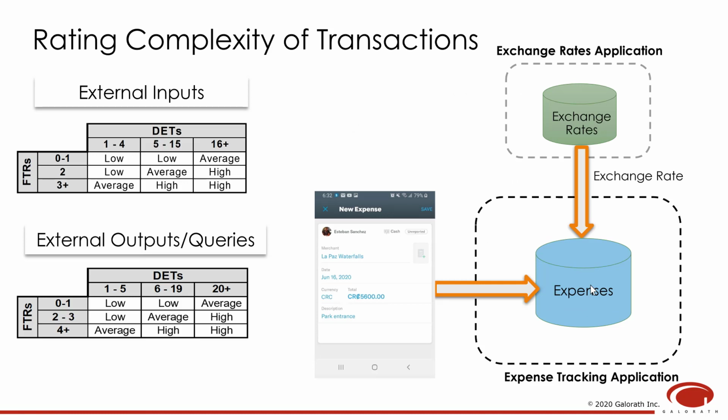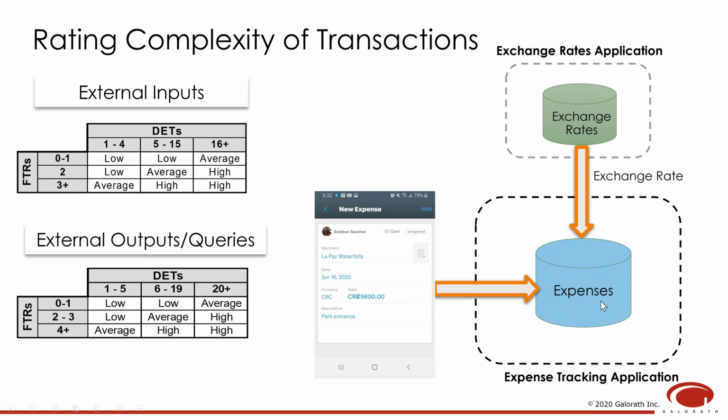The expense tracking application allows users to keep track of expenses using an internal file. A new expense can be saved into the system by completing the corresponding input form. When a new expense is saved, the application needs to retrieve the current exchange rates from an external data file. The primary intent of this transaction is to save an expense into the expenses data file. Therefore, this transaction classifies as an external input.